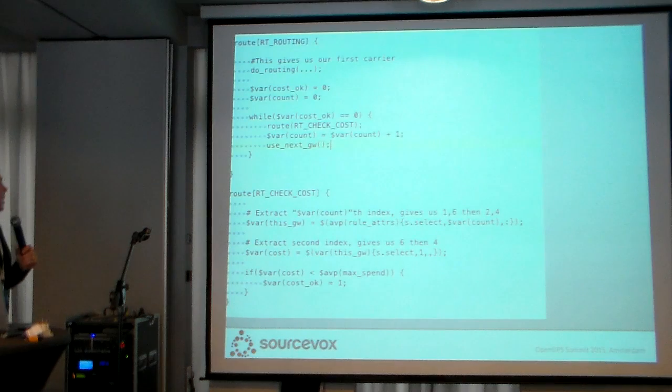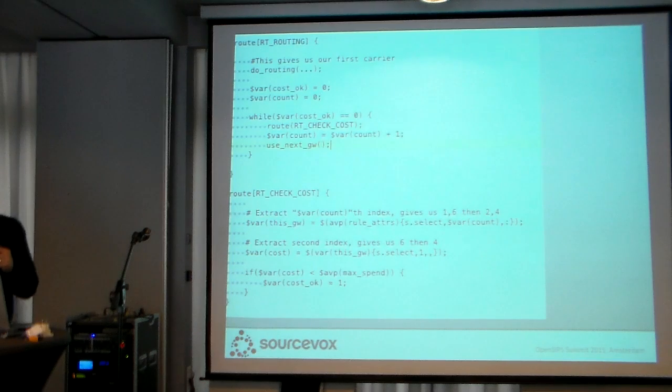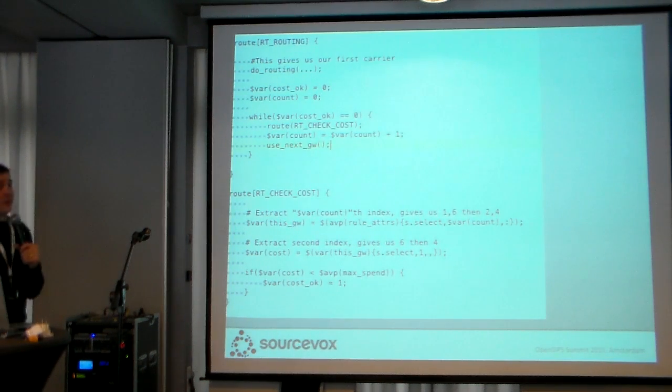And here we have an example of what our routing script may look like. At the very top we have a route, RT routing. Now when the call failed, when we had the failure route from the LRN dip earlier, the next function call, or the next route call was RT routing. This is a kind of a pseudocode example of what this route may look like.